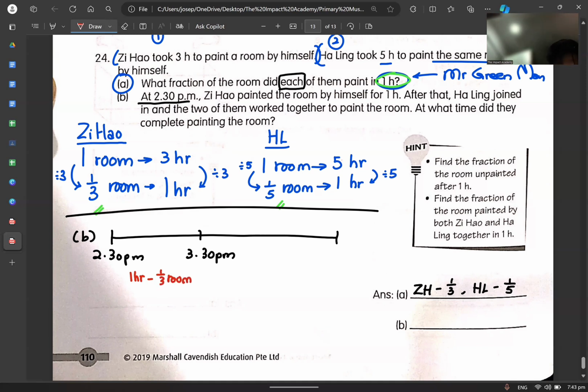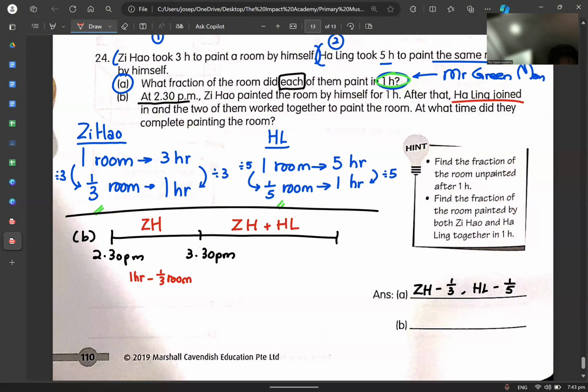Understand? I'm just going to put Zihao over here, okay? There is no Harin from 2:30 to 3:30. Okay. After that 1 hour, who joined? Harin joined. So when Harin joined, what happens? This is where I have to include HL. You understand? Not HL milk, HL, Harin.